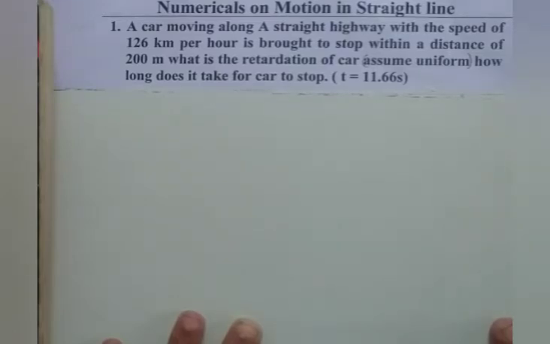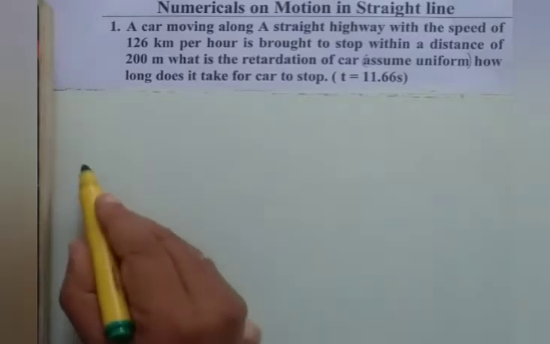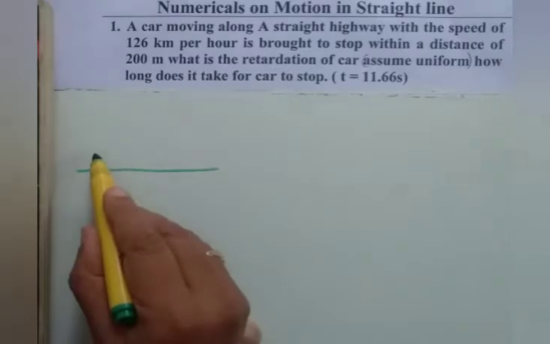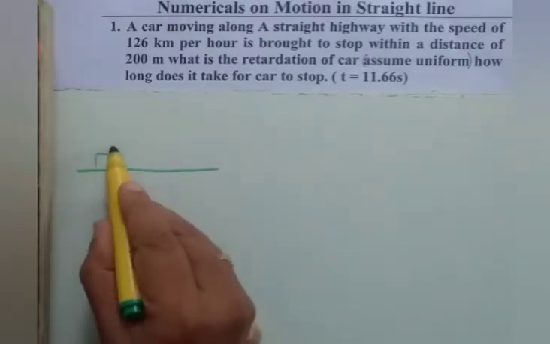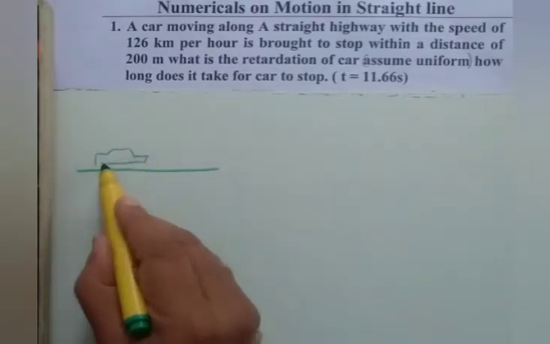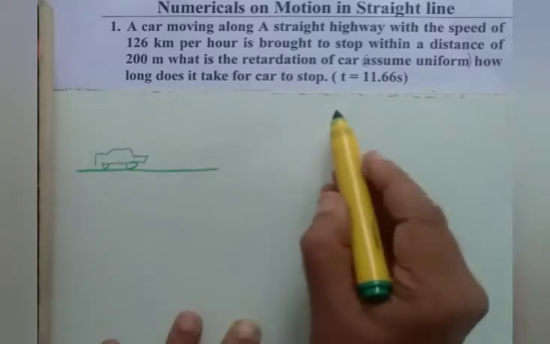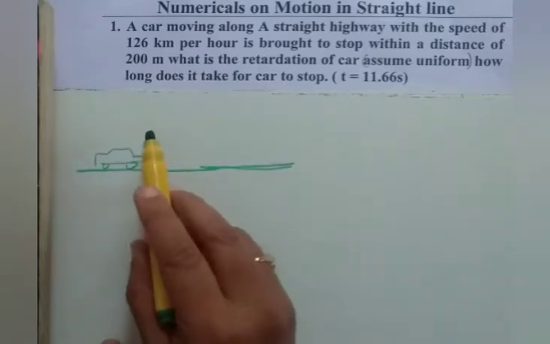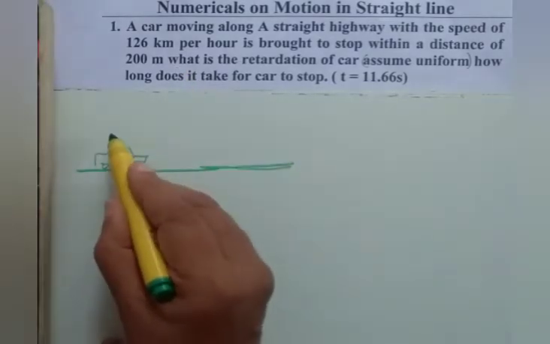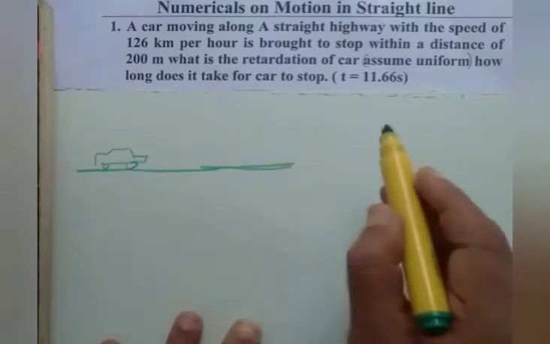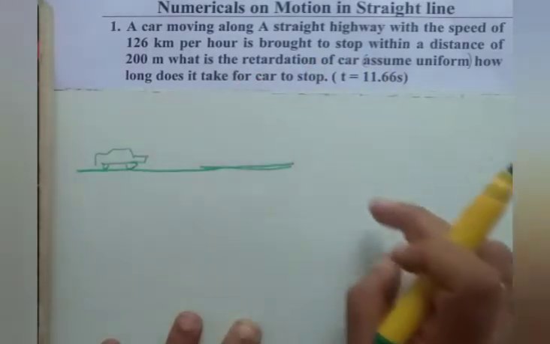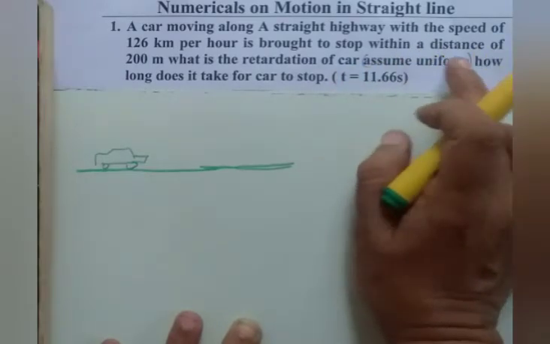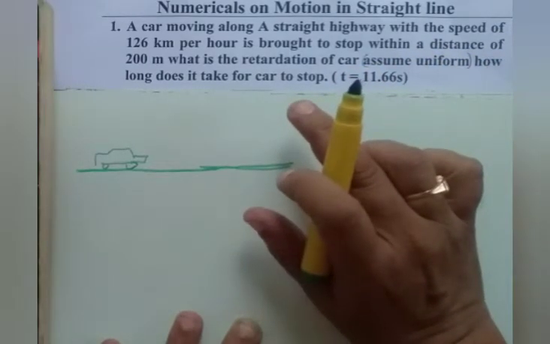A car moving along a straight highway. I draw a figure there, a car like this, and this is the highway. You imagine this is the car and it is moving on a highway. This is our highway road. And at 126 kilometer per hour, observe, this is the speed or velocity with which it is traveling, it is brought to stop within a distance of 200 meter.